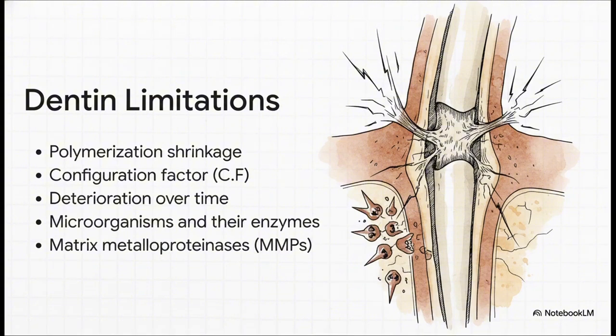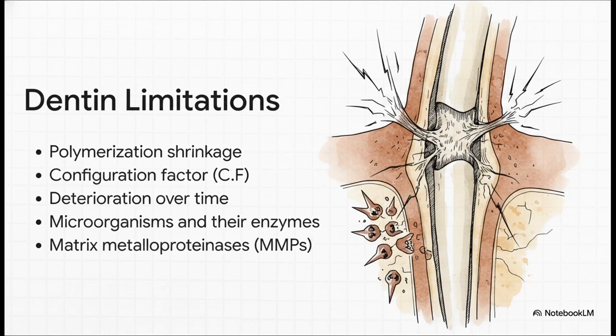Building on those anatomical limits, we've got our high-yield material and biological limitations. I want you to pay very, very close attention here. You absolutely must know about polymerization shrinkage and how the resin bond deteriorates over time. But I want to heavily emphasize two specific things: the configuration factor, or CF, and matrix metalloproteinases, known as MMPs.